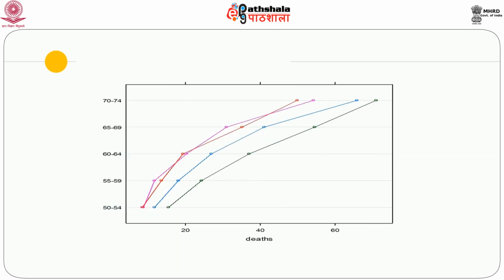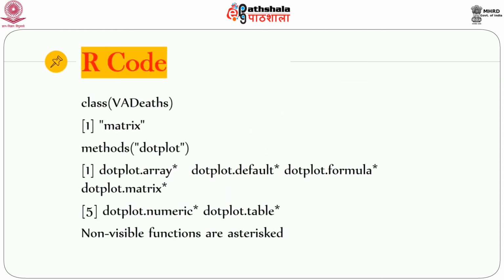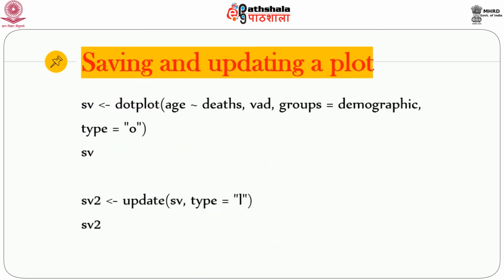The interesting point is that the dot plots can be saved as R objects. Not only the dot plots, all the plots. Here comes the idea of saving and updating an R plot. Here we have stored the plot within the R object SV, and we can always call the object by writing SV.